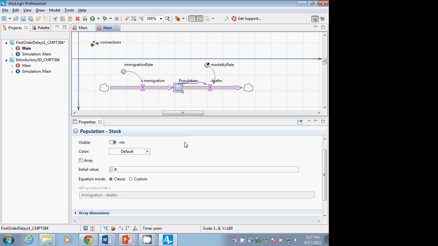Okay, so 1,000 comes from the fact that we are going to have an inflow here of 20, right? And at what value of population will the deaths be equal to 20? That's at what point population will be in balance, right? If deaths equals immigration. Immigration is 20. We're going to have 20 equals population times mortality rate. Mortality rate is 1 over 50. Bring it on the other side. You're going to have 20 times 50, a value of 1,000 for population.